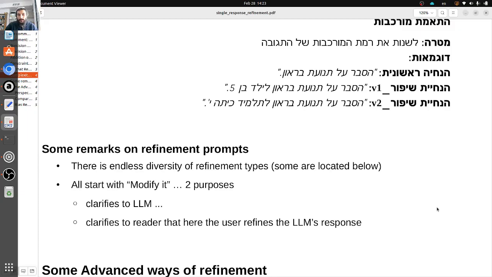First of all, it signals to the LLM that it should refer to its last response and therefore avoid any possible confusion. And moreover, it does the same to the reader. So when the potential reader of the conversation sees this expression, he knows right away that here the user is asking the LLM to modify its last response.